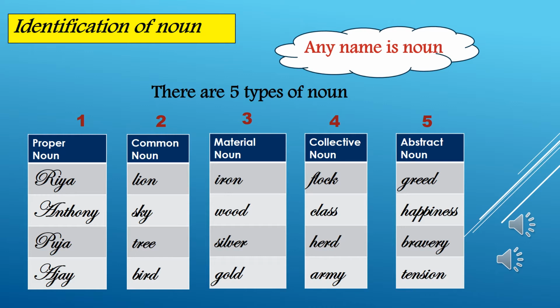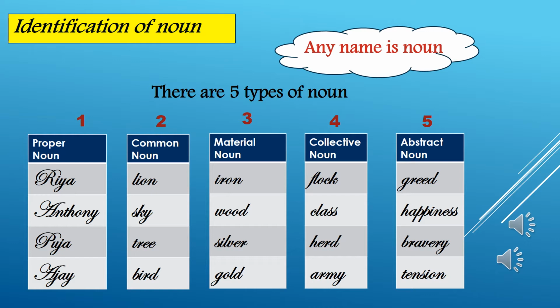Sky. Sky is a natural object. It is a common noun. Tree. So trees, all the trees have similar qualities. So tree is a generic term. So this is the common noun. Birds, all the birds have some common features like they have wings, so they can fly. So similar types of animals, features, creatures, objects, these are all common nouns.